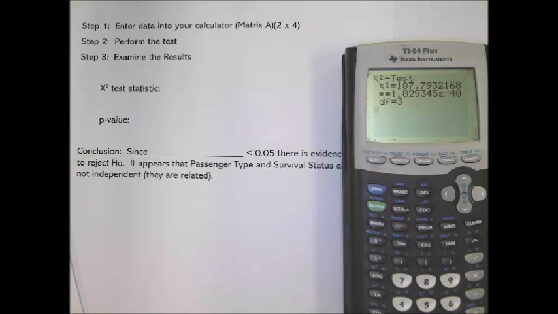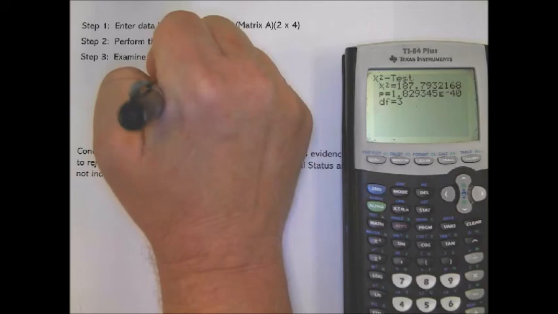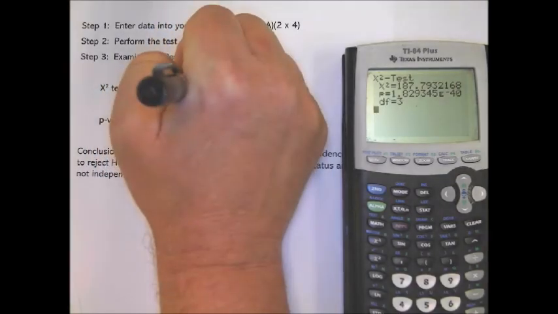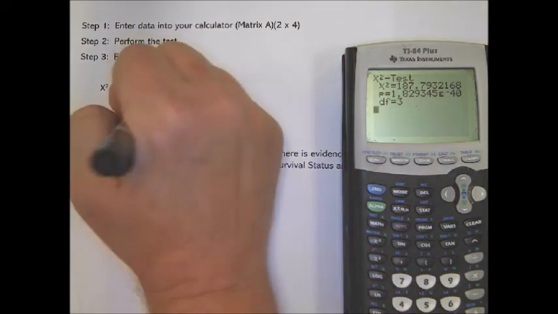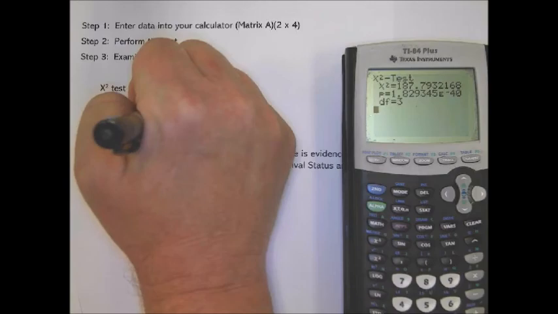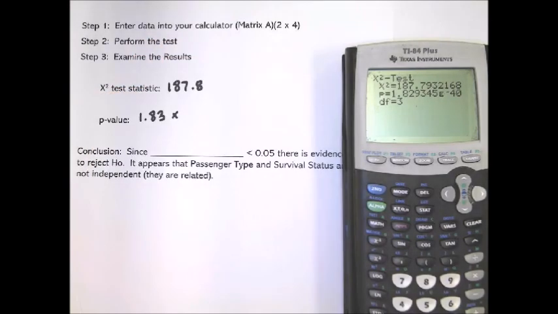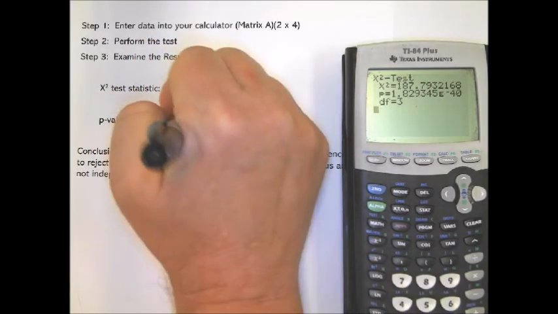And we're going to get some things that we need. For instance, the test statistic is 187.8. And the p-value is 1.83 times 10 to the negative 40th.